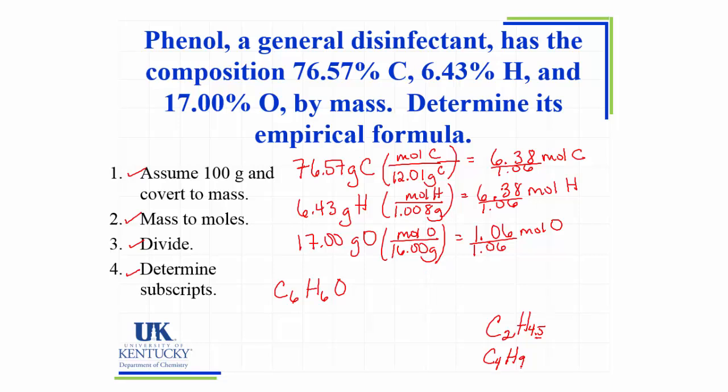Generally, you will only multiply by a number such as 2, 3, or 4. If you find yourself continuing to multiply to get to the smallest whole number ratio, check your math and make sure you have the correct number of moles.